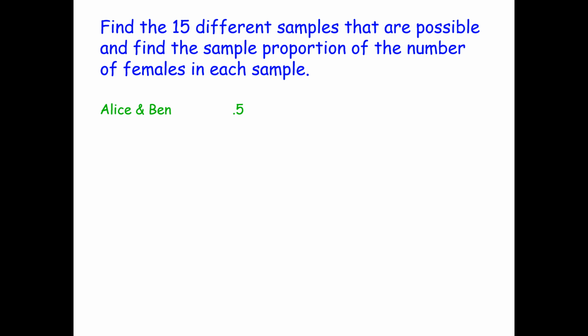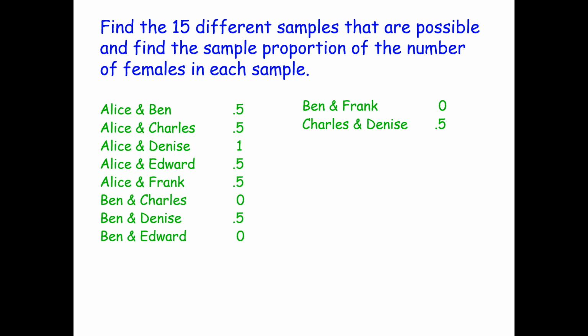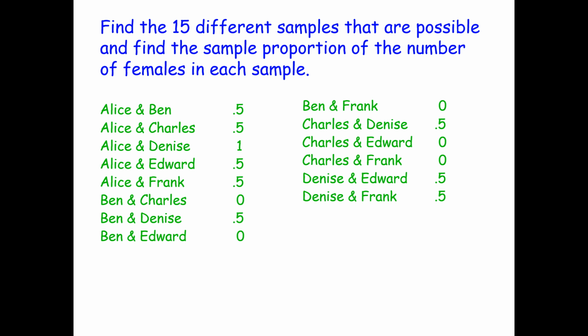So we have Alice and Ben, which is 1 out of 2, or 1/2. Alice and Charles, which is 1 out of 2, which is 1/2. Alice and Denise is 2 out of 2, which is a sample proportion of 1. Alice and Edward, which is 1 out of 2, or 1/2. Alice and Frank, which is 1/2. And then we do the same thing for Ben, with each that he has not been with yet, and then Charles, with those that he has not been with yet, Denise, and then Edward. So here are our different samples and the sample proportions for each of those.